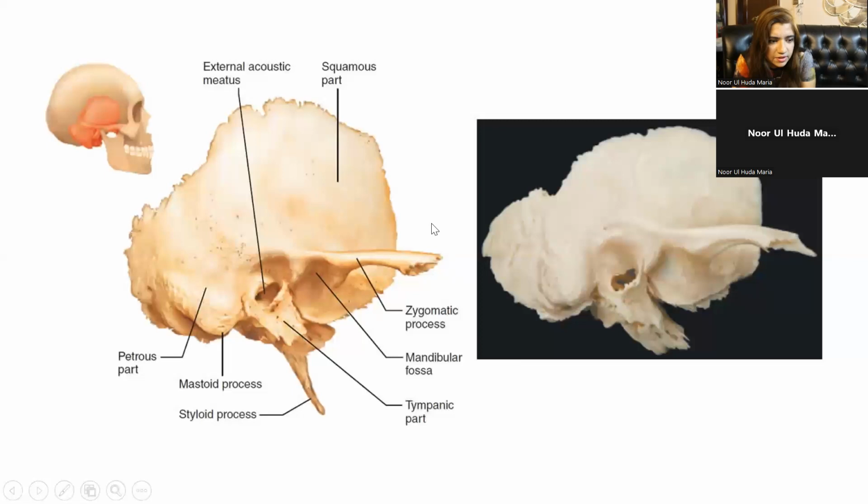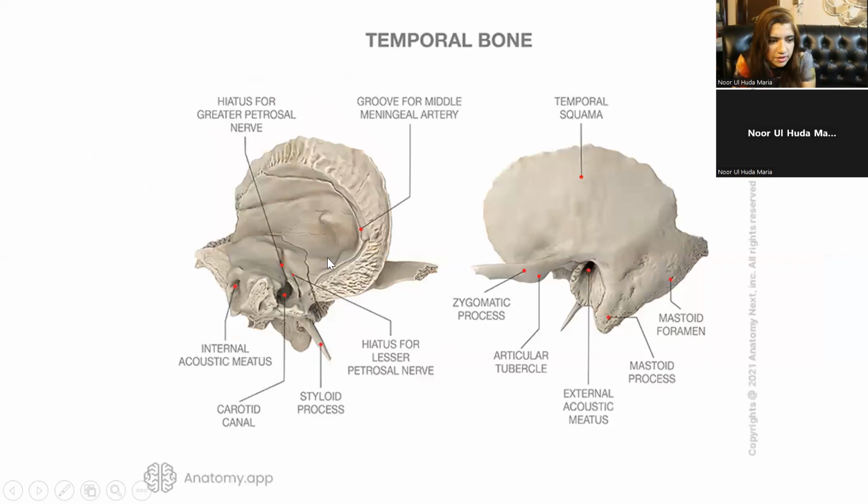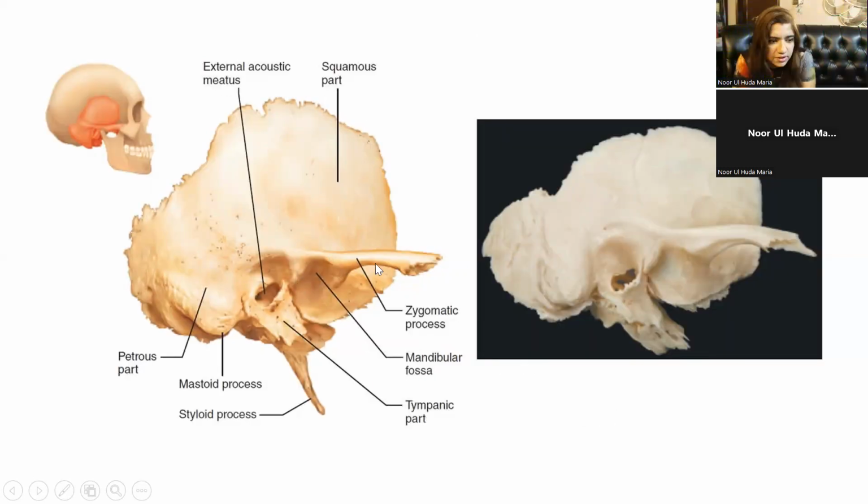So you can see this is the lateral surface of the temporal bone. This is the squamous part, and this is the petrous part. This is the mastoid process. You can see this is the styloid process. This is the tympanic part, and this is the external acoustic meatus that you can see over here. And this is the zygomatic process that is going out. And below is the mandibular fossa.